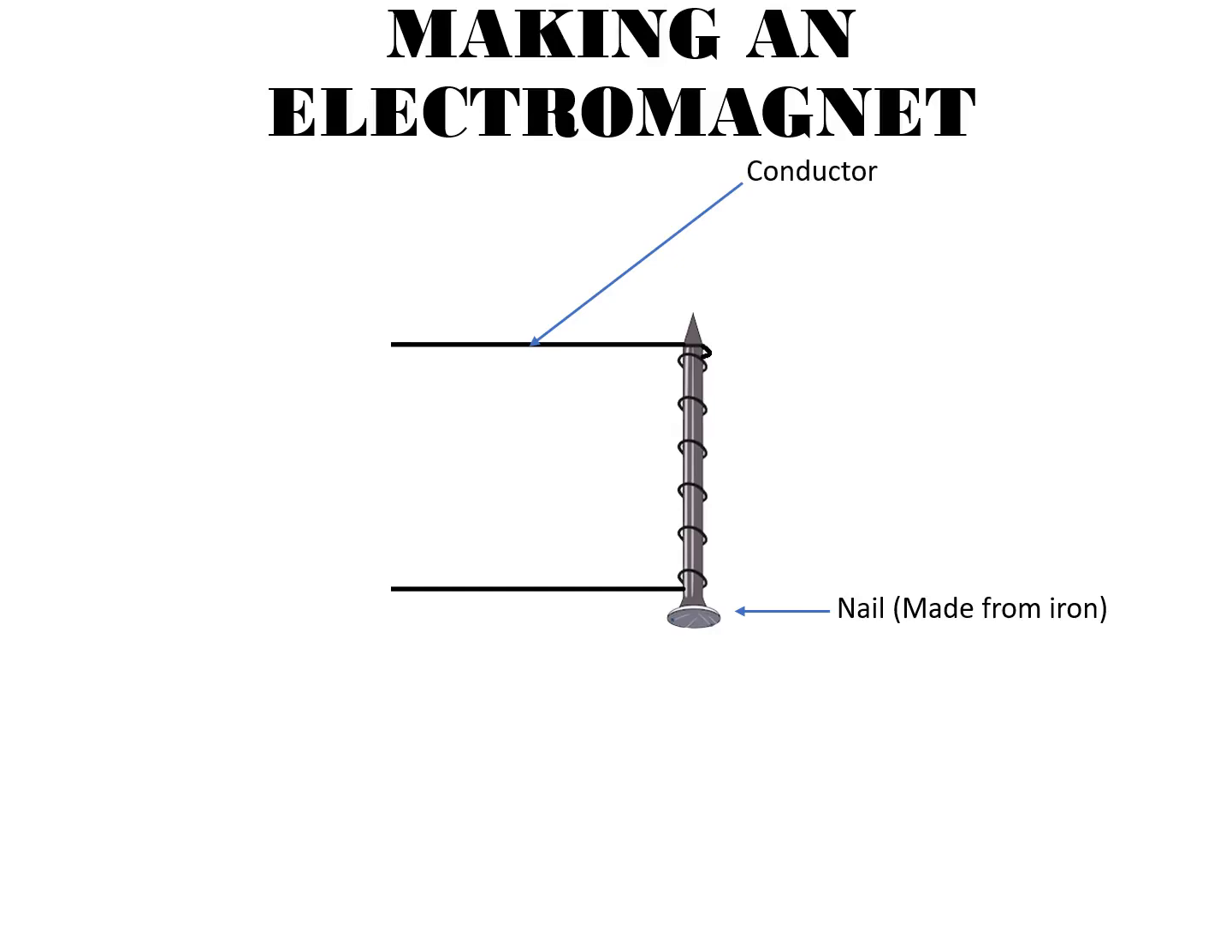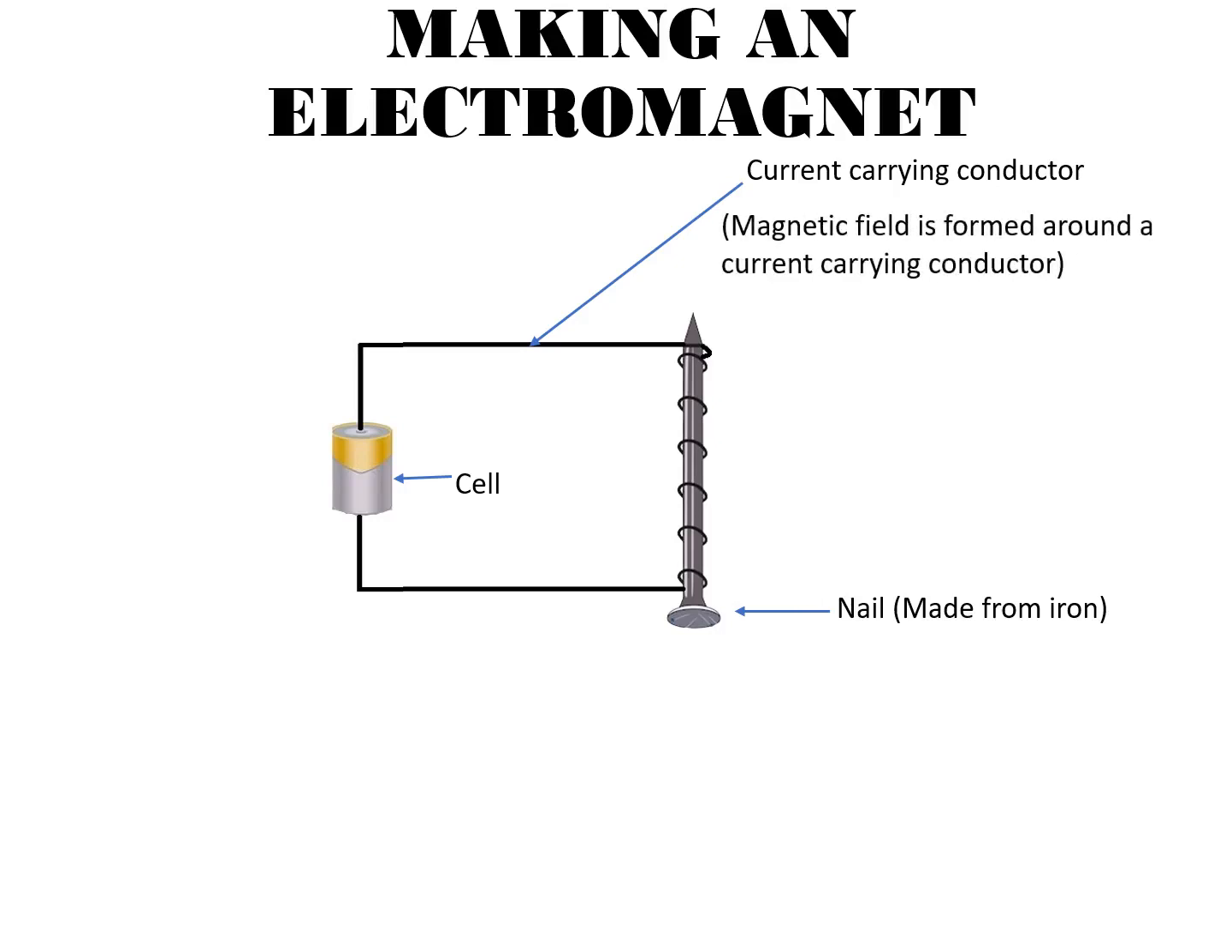And still, the nail does not have any characteristics of a magnet until we connect a cell to our circuit. Now that the cell is connected, current will start flowing through the circuit, and our conductor becomes what we call a current carrying conductor. And you would recall, as current flows through the conductor, a magnetic field is formed around the conductor. You see, this conductor is wrapped around this nail. Therefore, the magnetic field that is formed around the conductor is going to be deposited onto the nail, and this nail will therefore change to become an electromagnet.